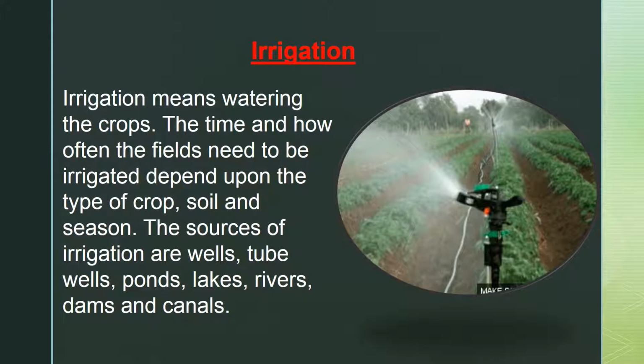Then the next process is irrigation, and we all know that a plant or any kind of crop needs water, and giving water to the crop is known as irrigation. And this irrigation depends upon the type of crop, soil or season. So we can do irrigation by various methods like wells, tube wells, ponds, lakes, rivers, dams, canals.